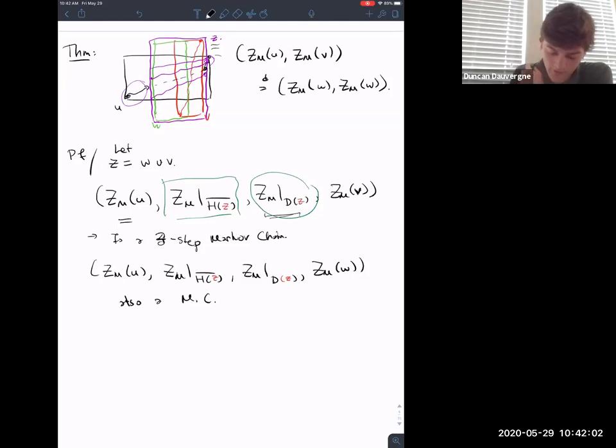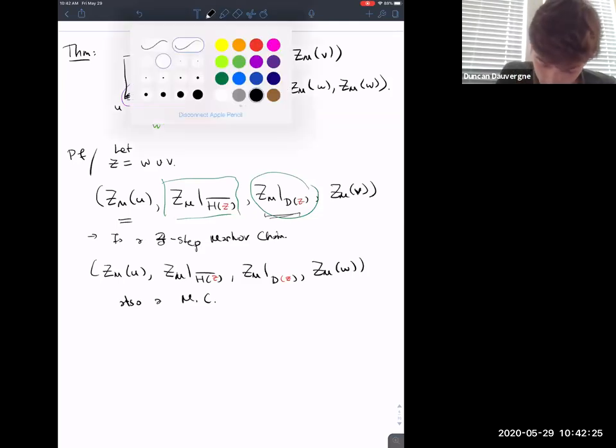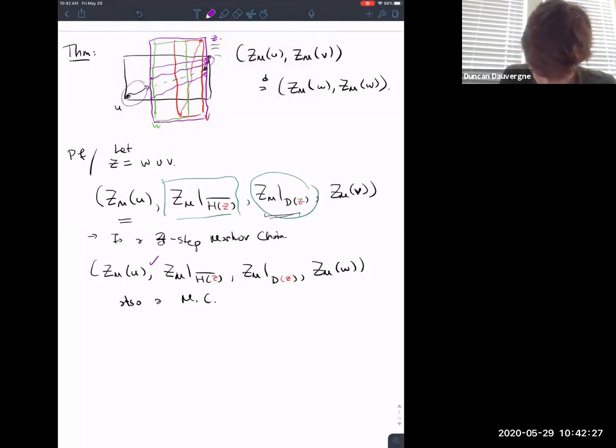All right, so back to the end of the proof, we have two 4-step Markov chains. If we want to check that Zm of u, Zm of v is equal in distribution to Zm of u, Zm of w, we can just check that these Markov chains have the same distribution. And for that, we just need to check that they have the same transition probabilities, or in other words, that adjacent pairs always have the same distribution. So Zm of u, Zm of h bar of Z, this is the same thing as this first pair here. Again, we have the same thing as the second pair here. So the only interesting thing we need to check is that Zm restricted to d of Z, Zm of v, has the same distribution as Zm restricted to d of Z, Zm of w.